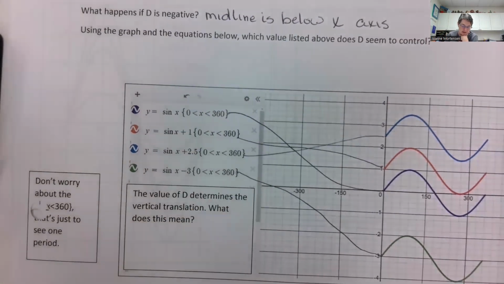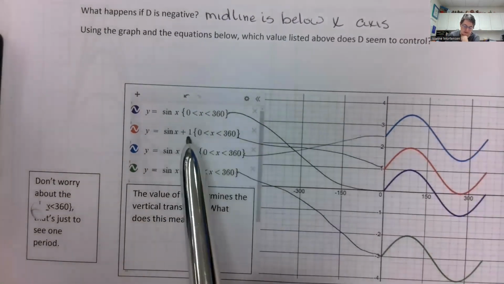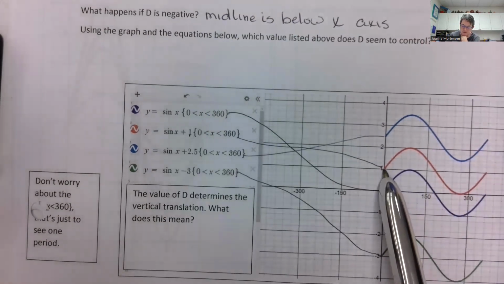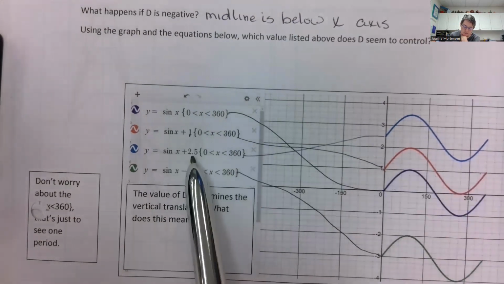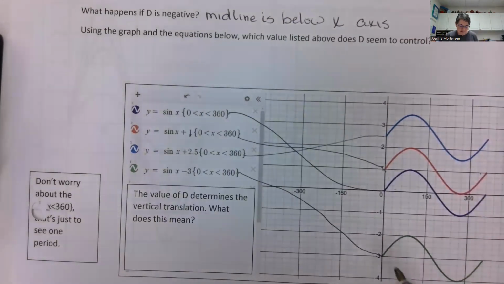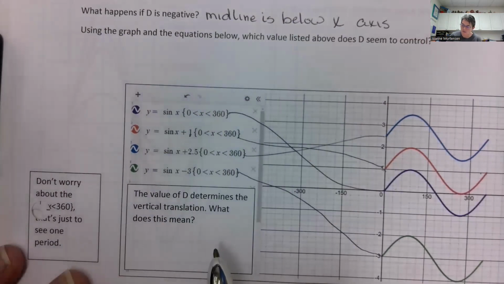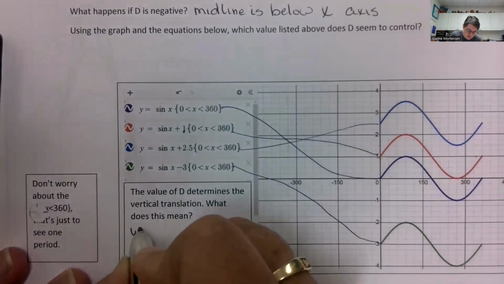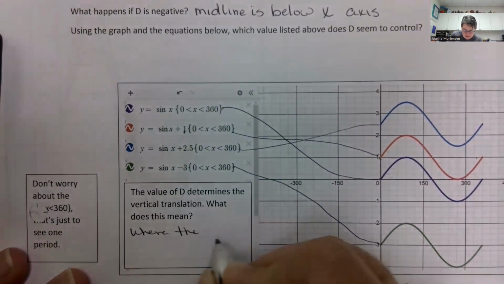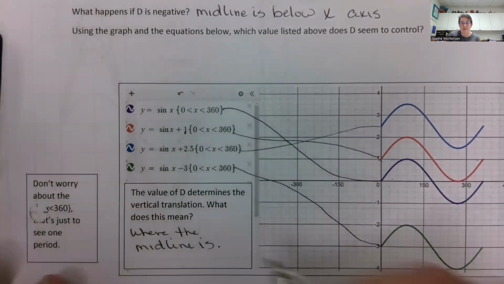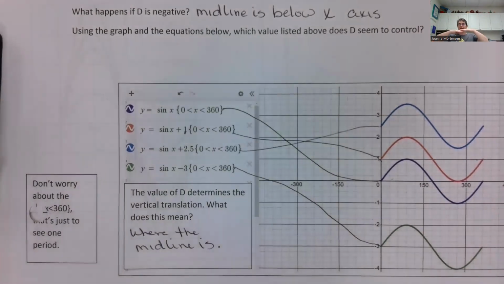All right. So there's my center one. Now it says +1. If you look at it, that's where our midline is at 1. And at 2.5, see, that's where our midline is. So the value of D determines the vertical translation, which I think I said on one of the previous videos. What does this mean? Where the midline is. That's what we need to know. Technically, it means how far did it move vertically from this one.